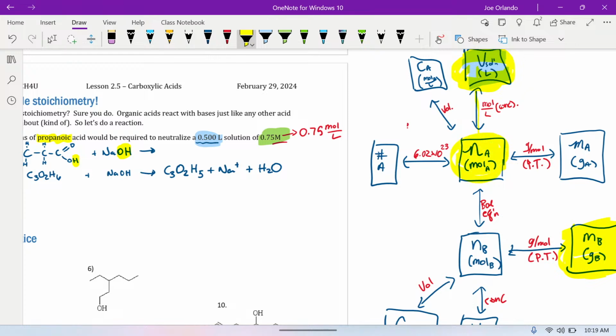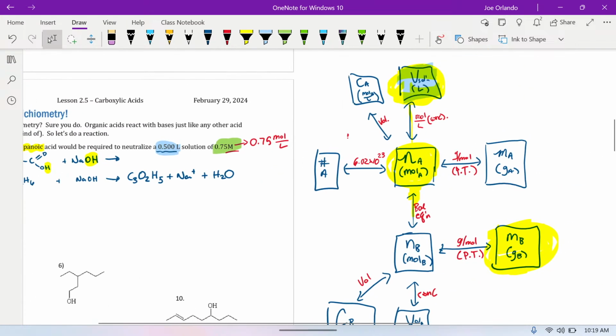Number of moles. Then from number of moles, I'm going to convert that to what? I'm trying to get here to... Yeah, so I'm going to go from moles of NaOH down to moles of propanoic acid, right? And then from moles of propanoic acid, where am I going to go? To grams of propanoic acid. Does that make sense? That's our roadmap. From liters to moles, from moles to moles, from moles to grams.